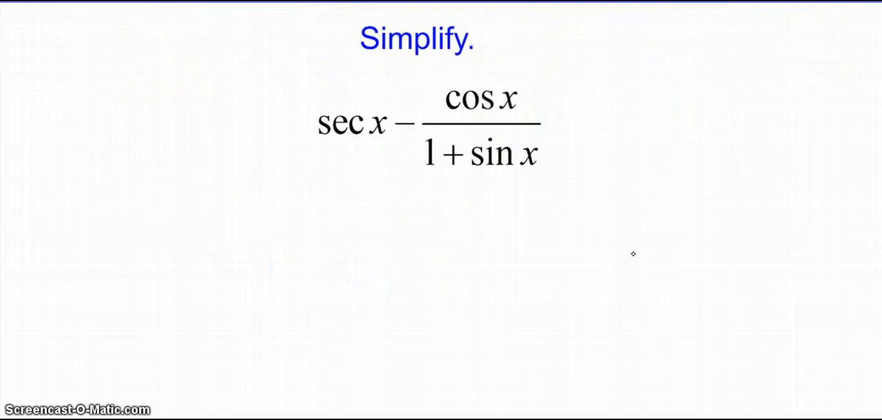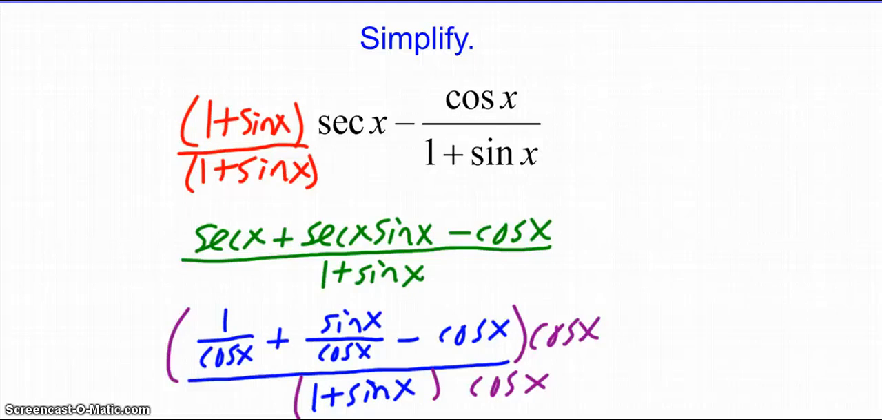Alright, last simplification one, so I want you to pause the video, simplify this, and unpause it when you're ready to check your work. Okay, so here's an example where I'm going to show you two possible ways to get the same result. One is going to be much longer and more rigorous, the other is going to be simpler and quicker. But both work, and that's the point, that as long as you get to the correct answer, it doesn't matter.